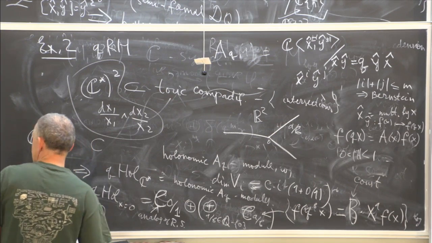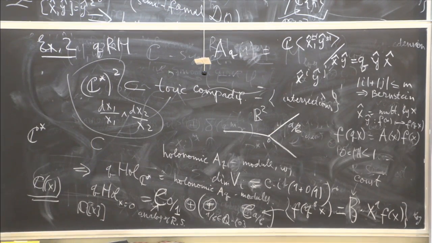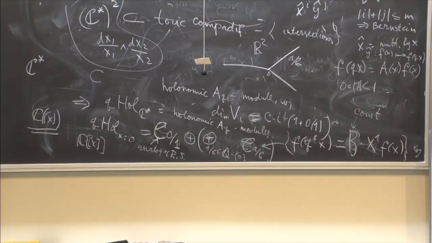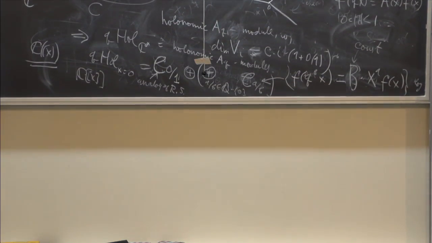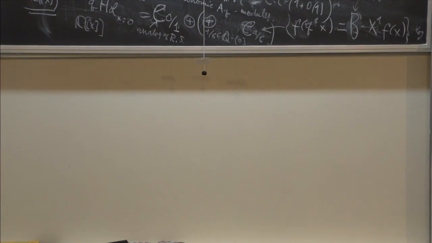All right, and now I can formulate the Q Riemann-Hilbert and then explain its symplectic meaning.